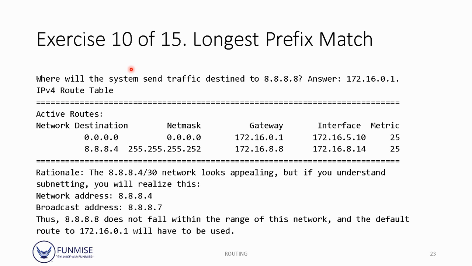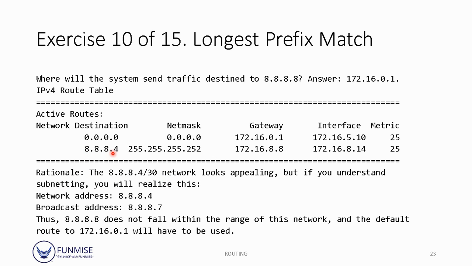Now, here's the answer. The answer is 172.16.0.1. That's the one that will be used to send traffic destined to 8.8.8.8. Now, you may first look at this one, the 8.8.8.4/30, because this subnet mask has the first 30 bits turned on. If you're not understanding this, you may want to go back and review the subnetting series. There's 4 subnetting videos I'd recommend reviewing.